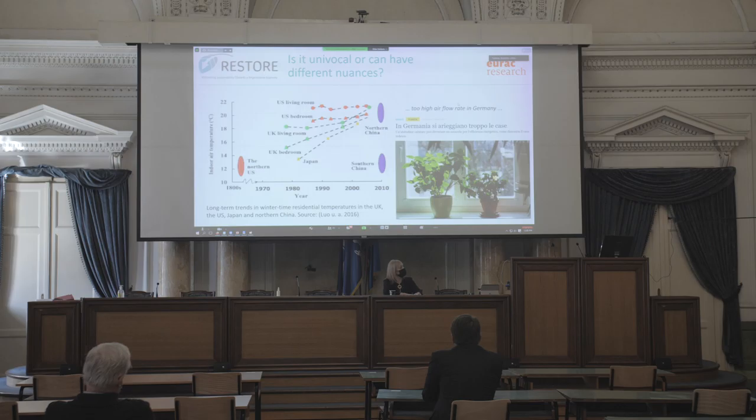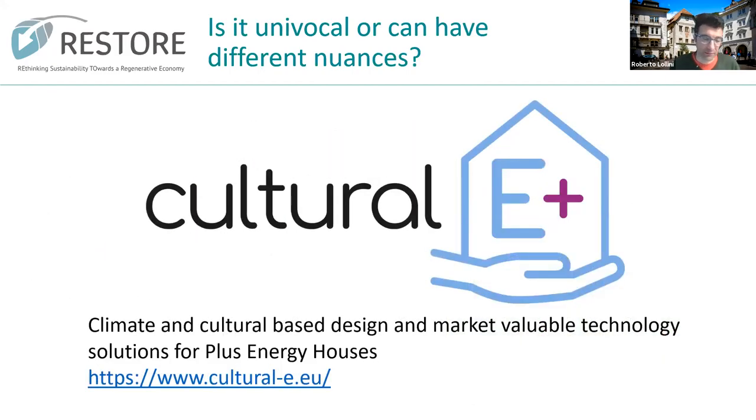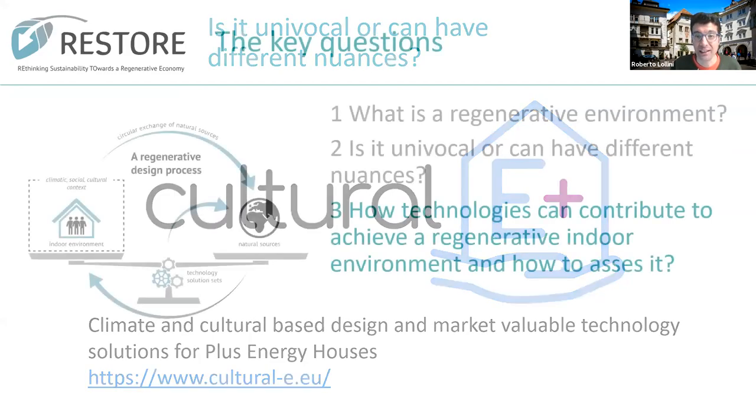So there are some cultural habits affecting the good design of an energy efficient building as well as of a regenerative building. So this is a sort of contrast between biophilia and energy efficiency. But of course, as I said, there are cultural and context reasons to be very well analyzed in order to design, maintain and manage a regenerative building. And we are studying this in this project. The name is Culturally. So we are trying to evaluate also the cultural context and to define the design of these very efficient buildings, so plus energy houses, depending also on the cultural context.